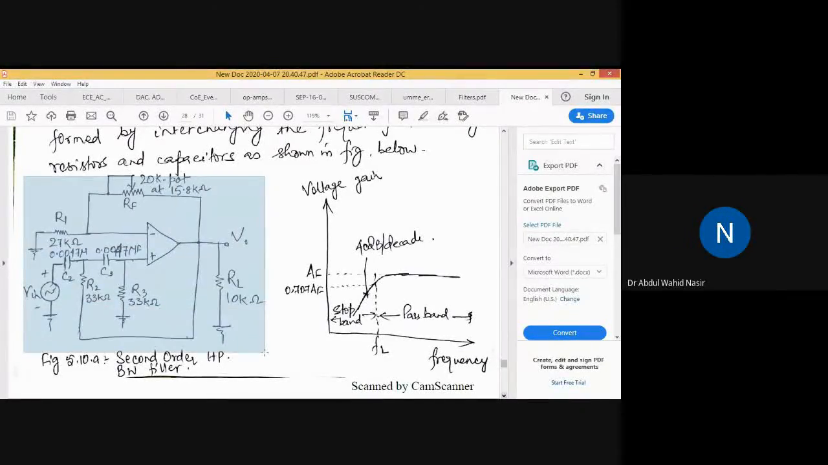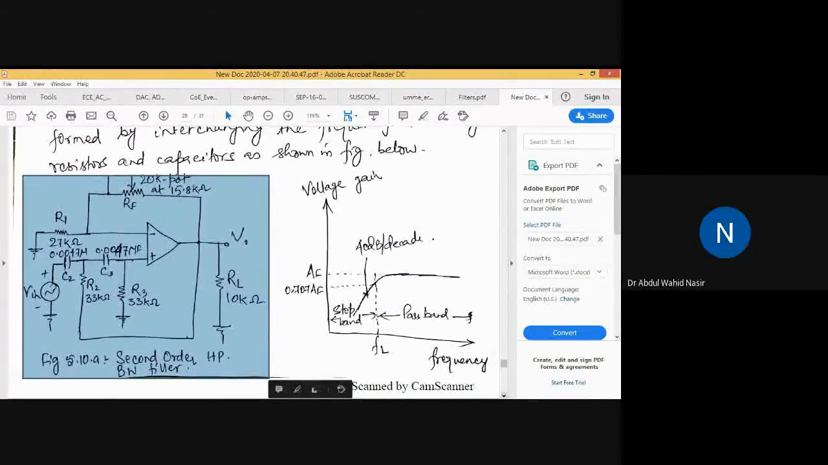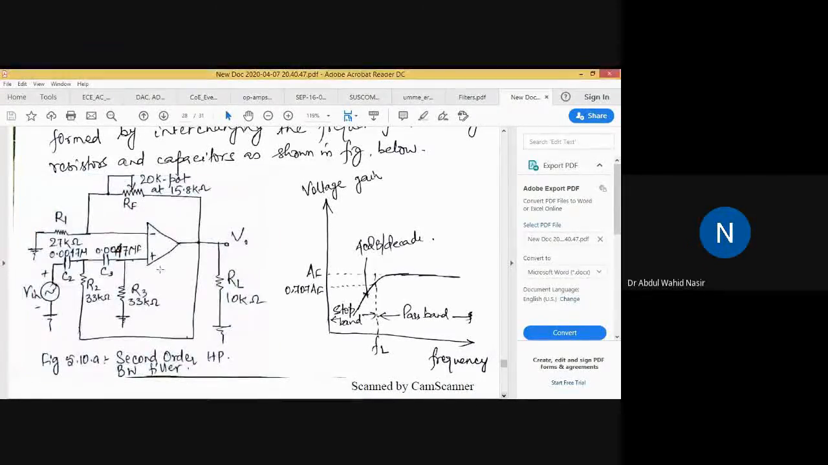Now what is Butterworth? Butterworth is a specific kind of filter which has a specific gain. If you see this diagram, it is very similar to the second order low pass filter. The main difference is that instead of a resistor we have a capacitor, and instead of capacitors we have resistors. In the second order low pass filter, if you interchange the positions of R and C as shown in the figure, you end up with the second order high pass filter.